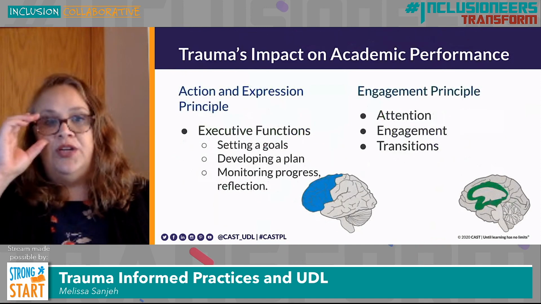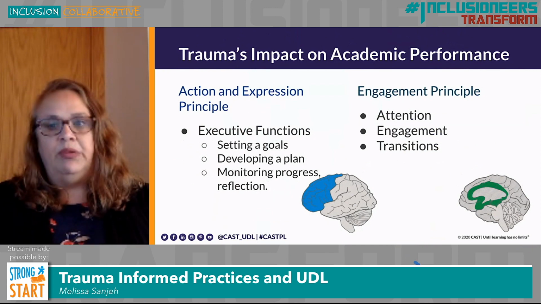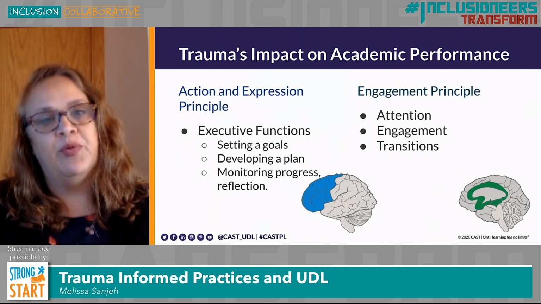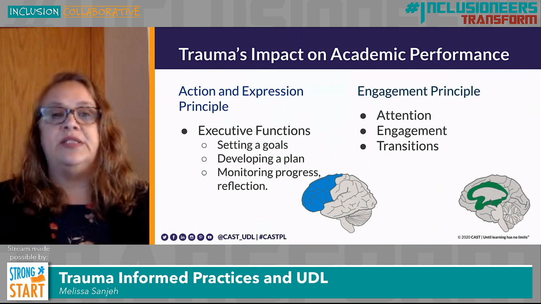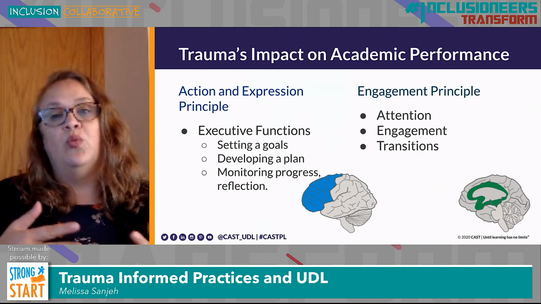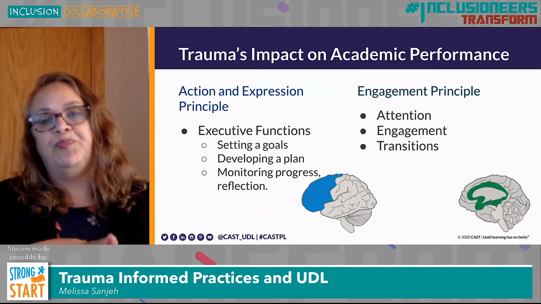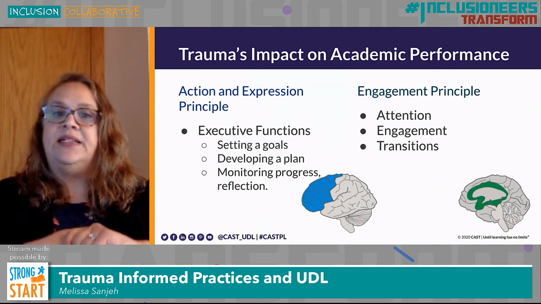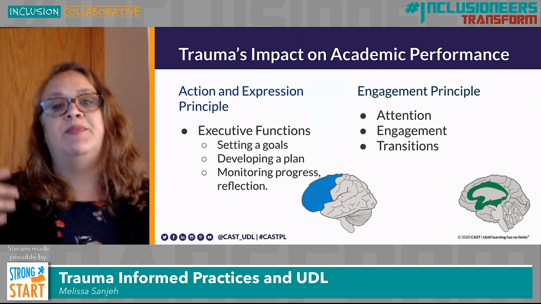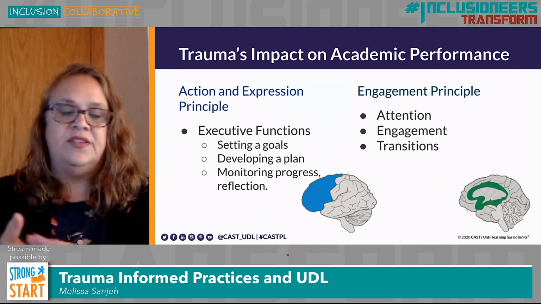When we think about the action and expression principle, remember that principle was where we're doing strategy, we're thinking about plans. And so trauma has an impact on that part of the brain, and it is more difficult to set goals, to develop a plan, and to monitor progress when you're impacted by trauma, and in some cases still dealing with that trauma. And then when we think about academic performance, we're back to the engagement principle. It impacts attention, engagement, and transitions. And that's because that affective network is overwhelmed.